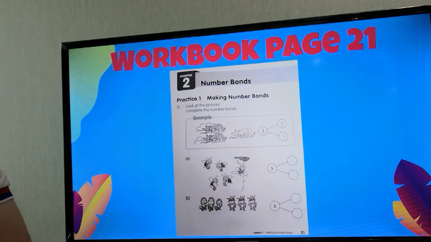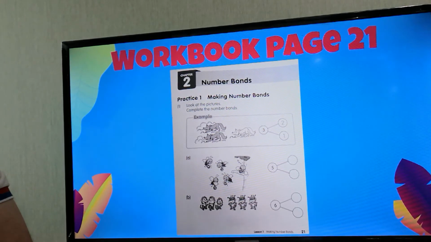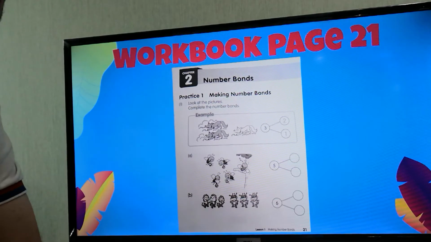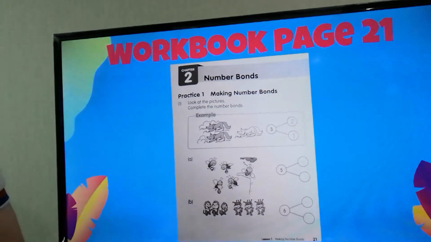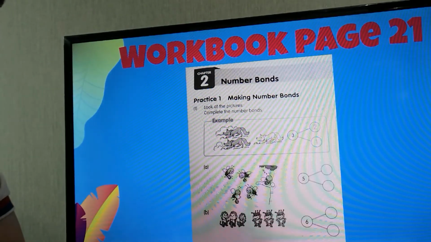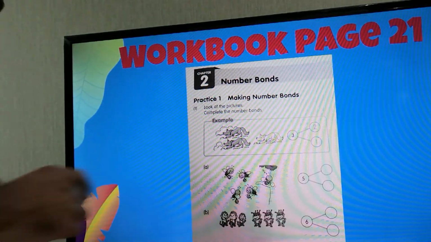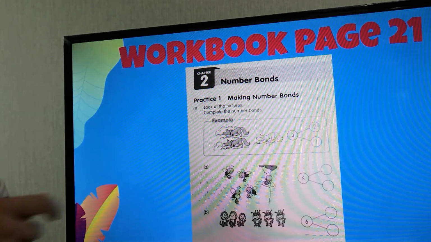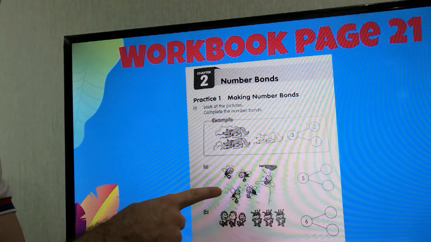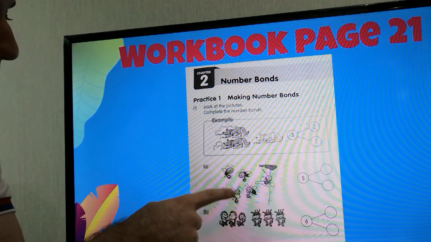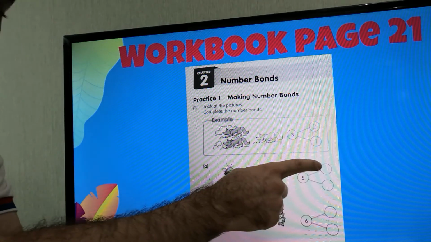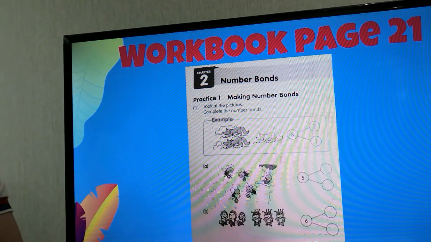And then you also have workbook page 21, and you just look at the groups. So you think about what groups can you use, and I'm going to put you very close to the TV so you can see. We have bumblebees. How can we put these into two groups? I see one bumblebee is sleeping, and I see 4 bumblebees are flying. So 4 and 1, I would put 4 here and 1 here.